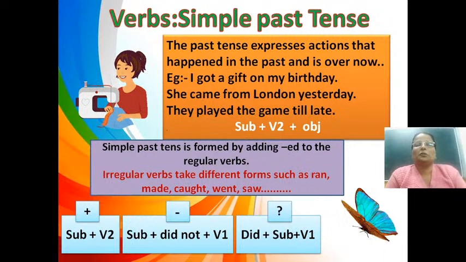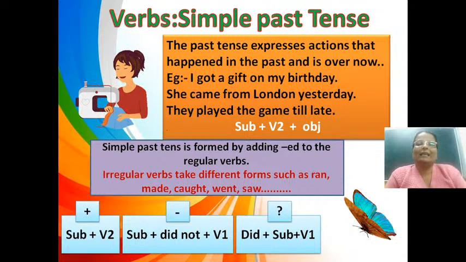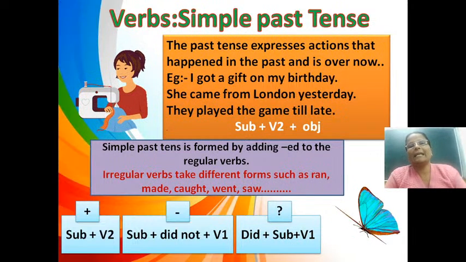And there are again some other irregular verbs for which no rule is applicable. No ied, no ought, no aught. The total spelling changes without following any rules. For example, see, saw. It is not see, saw. The verb see changes into saw in past tense.